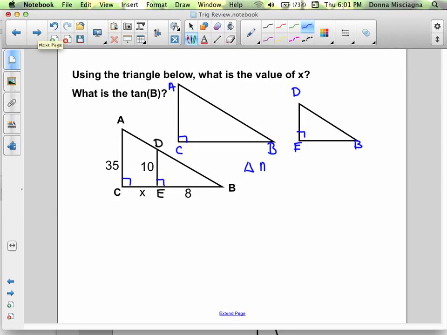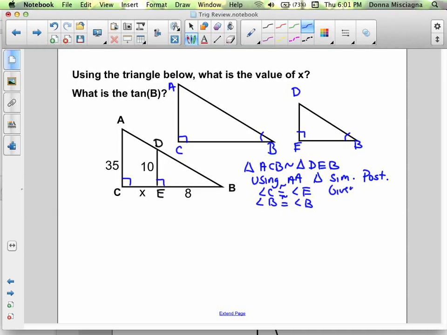Triangle ACB is similar to triangle DEB, and we know that using the angle-angle triangle similarity postulate. They both have a right angle, so angle C is congruent to angle E. We didn't look at it and say, hey, that looks like a right angle. That really is a right angle. The markings got erased, along with the letters. And secondly, angle B is congruent to angle B. This one was given, and this is using the reflexive property. So we know these two triangles are similar. And if triangles are similar, that means their sides are in proportion. So similar triangles have sides that are in proportion.